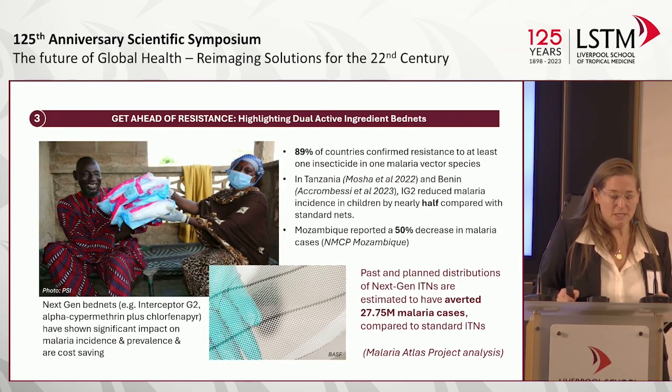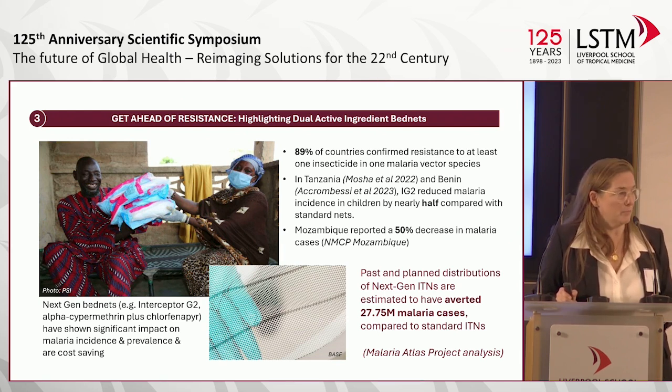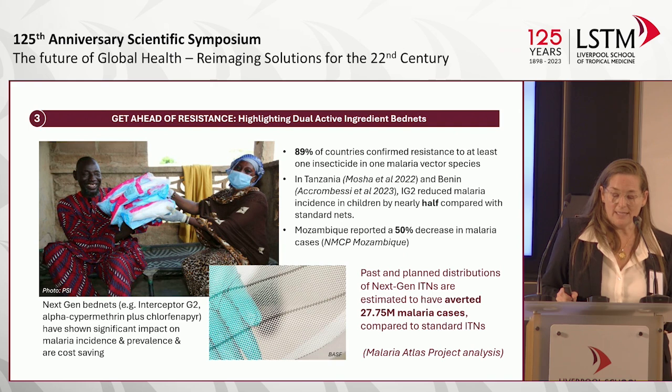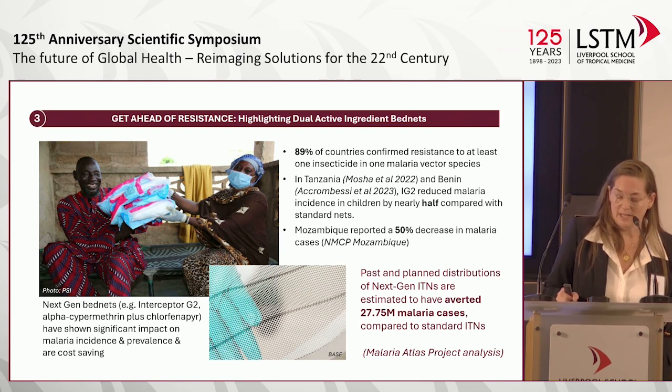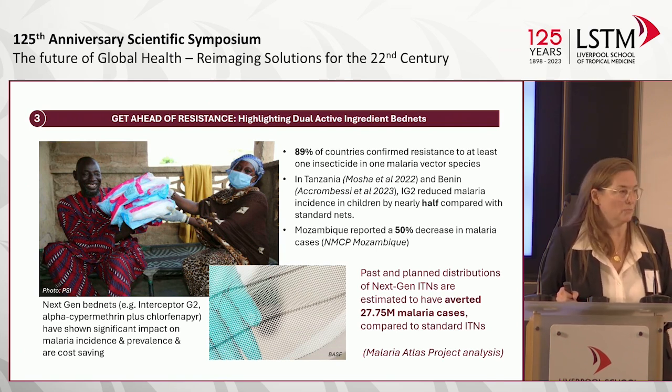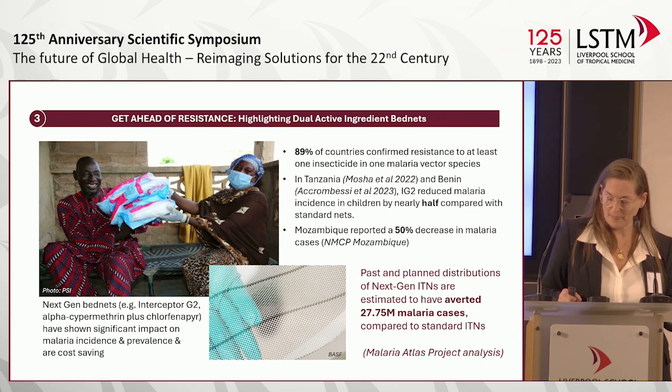And I just wanted to mention we're already seeing an impact of the dual AI nets, dual active ingredient nets. We had some great data from Sarah. The impact of these nets in programs is really highlighting the damage that's been done to progress through widespread insecticide resistance and the importance of getting ahead and staying ahead of resistance. Multiple countries using these dual active ingredient nets are now reporting dramatic decreases in malaria incidence following the introduction of this more effective bed net.